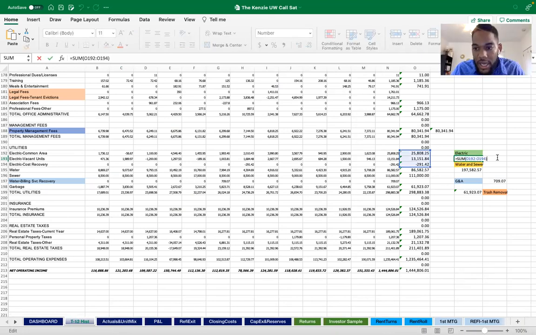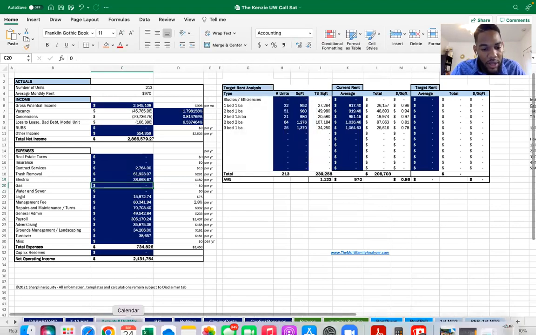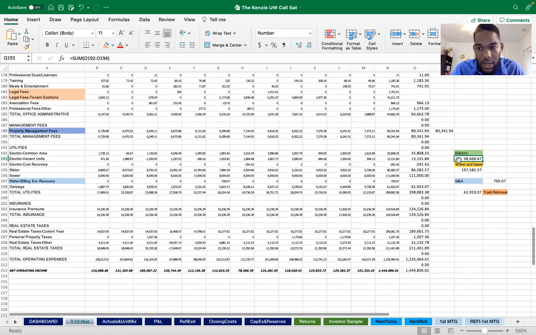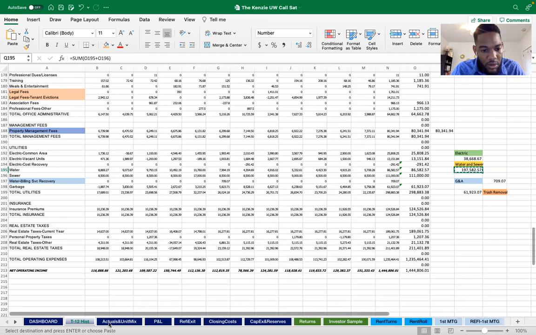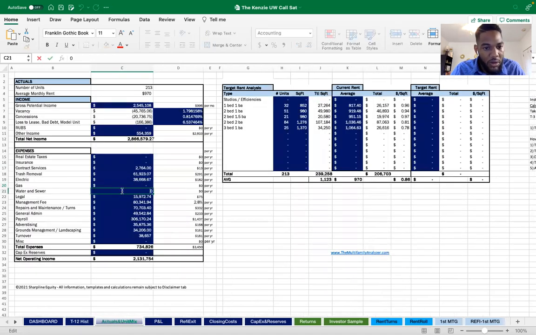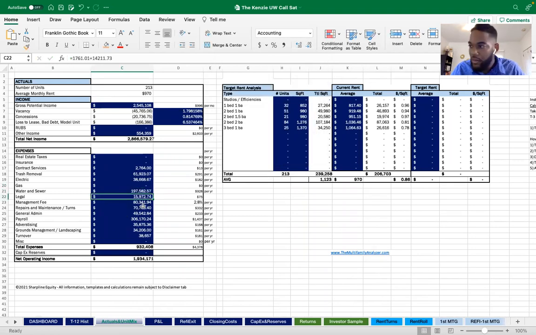Cool. So let's take this total for electrical. Let's go ahead and throw it in. Alrighty, so we got our electrical. This is our water and sewer. All right, let's keep it moving.